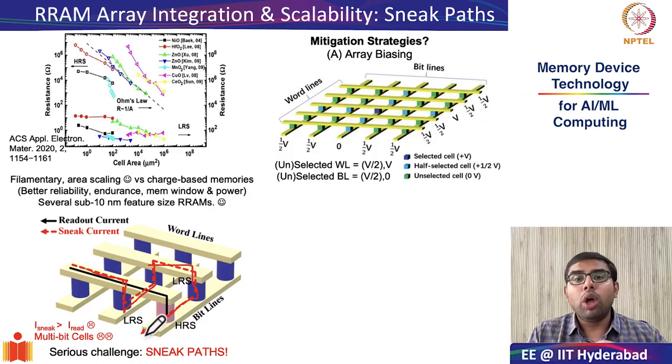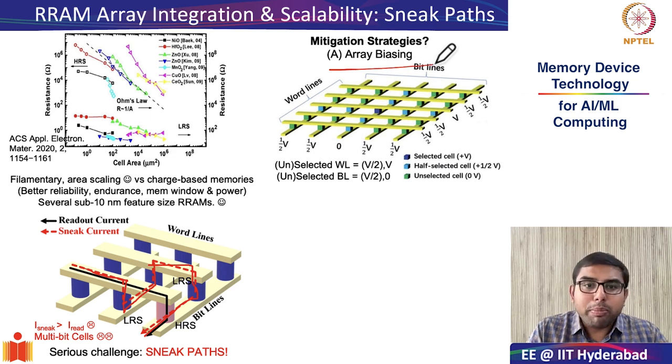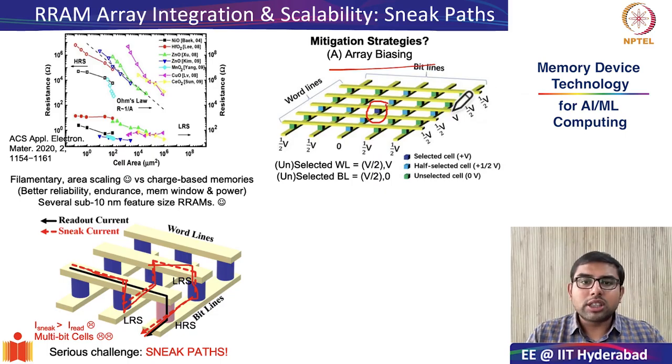So there are a few mitigation strategies. The first mitigation strategy is to do an effective array biasing. Let me explain array biasing with this example. Let us assume the cell that I would like to read out is this particular cell. So what I do is, on the word line corresponding to the cell that I would like to read, I apply V, and on the corresponding bit line I apply 0.